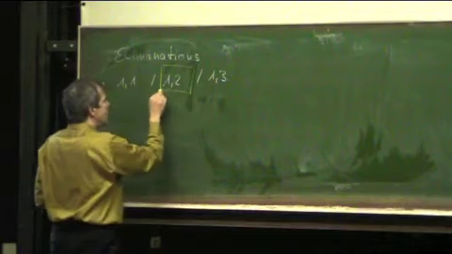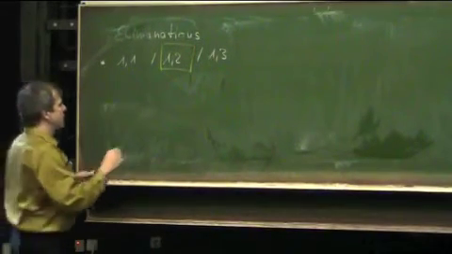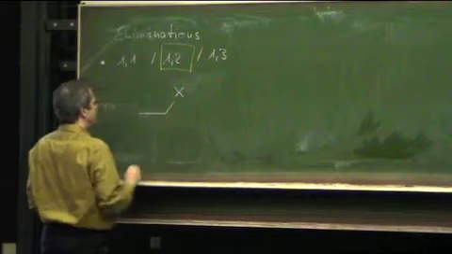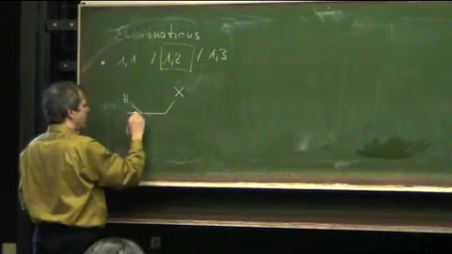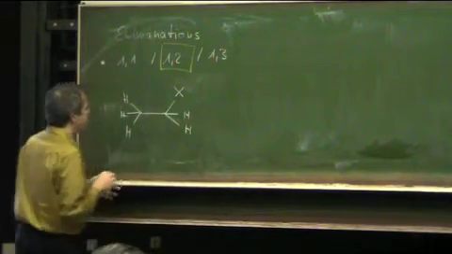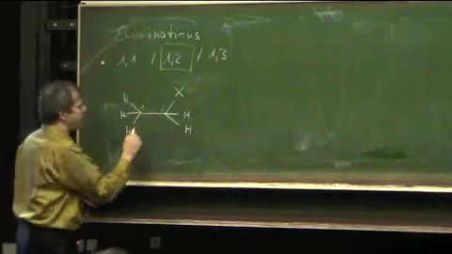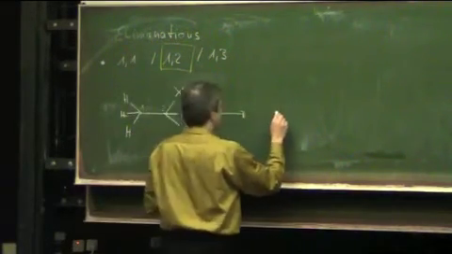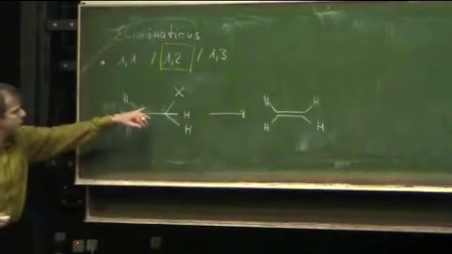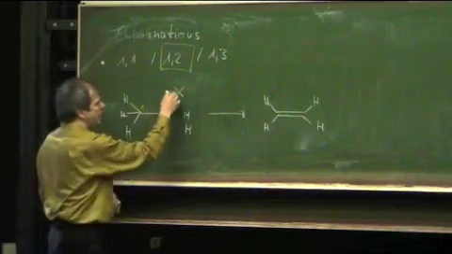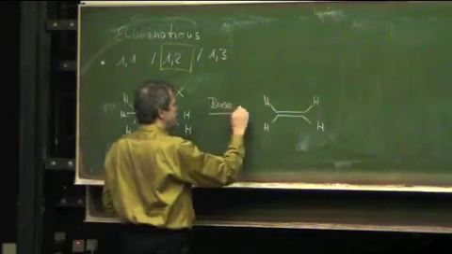And by far, the most common and most useful eliminations are the so-called 1-2 eliminations, where you are going through a process of eliminating from adjacent groups, from two adjacent carbon atoms, two groups. Usually, or most commonly, you have a good leaving group like a halide and a proton. So this is the typical base-mediated process.